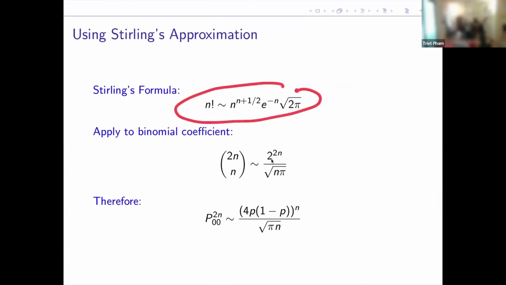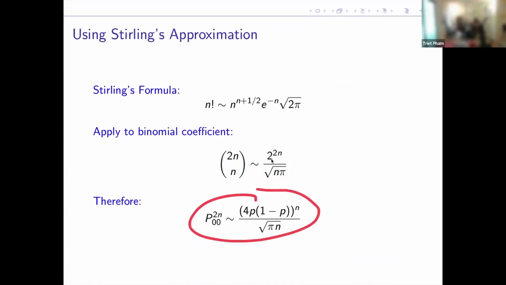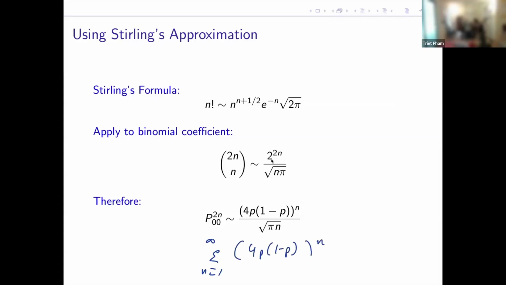And so if you plug in n factorial into the 2n, you have to do some work. It will basically simplify down to this. And so the sum will be like this, or the terms will be like this, or the sum will be 4p(1 minus p) to the n over root pi. All right, so this is where I can stop because this actually does reduce to your Calc 2 education.